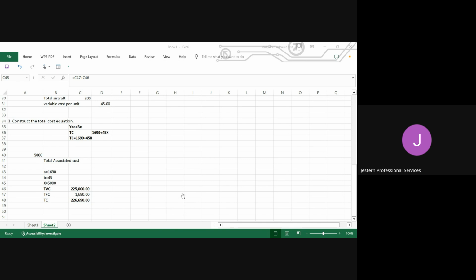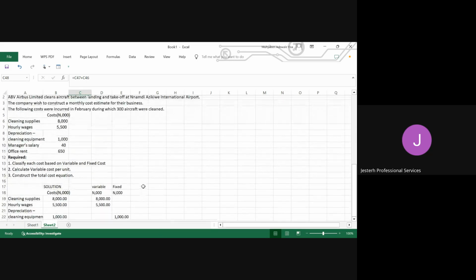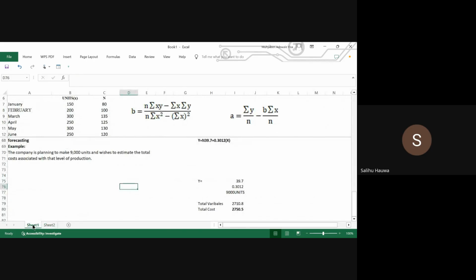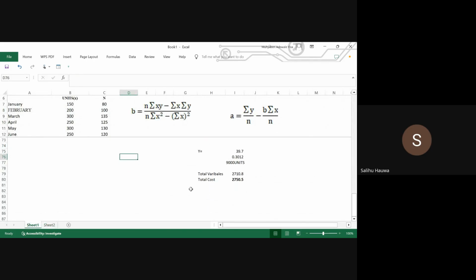Now, this is where we will be stopping today. If you have any question, ask. Based on the one we have discussed, the regression, the account analysis, you can unmute your mic and ask your question. My question is not on this second solution. It is on that first solution, that total cost. I don't know how to get it, but I'm not getting it.